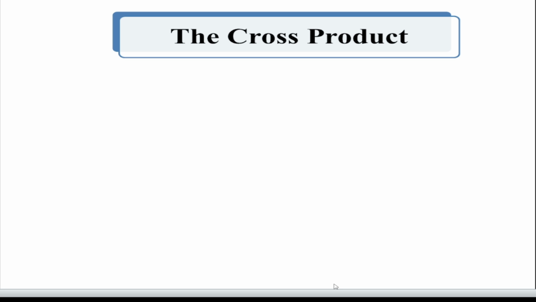Already we have discussed the dot product. Now the cross product. What is the difference between them?